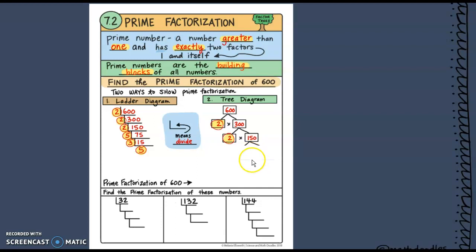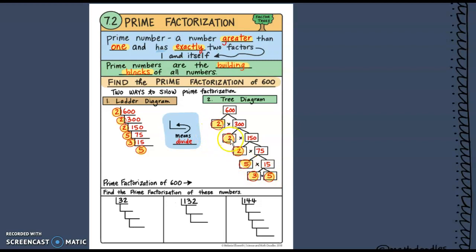150 is also even, so I could divide it by 2 and 75. And then 75, we know we can divide by 5 and 15. And then 15 can be divided by 3 and 5. So these are all of my prime numbers that will create 600. 2 times 2 times 2 times 5 times 3 times 5.